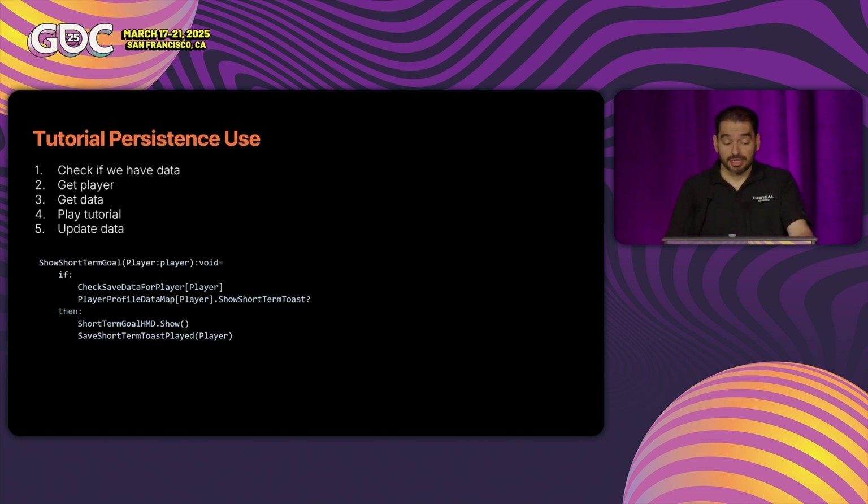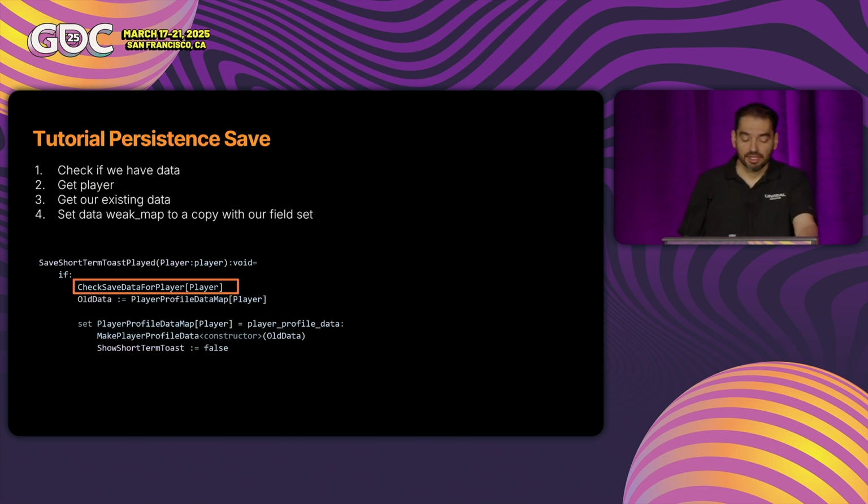To ensure you show them the UI element once, first, call a function you're going to have to write to check to see if the player even has data. This is good practice. If they don't have data, you want to initialize it. Then we want to check the save data for the player. Then we check our logical Boolean. Should we show this toast? Is it true? If so, then we call show on the HUD message device. That'll pop up that toast. Then save that you have showed them this information. So that function is something you write. How do you save it?